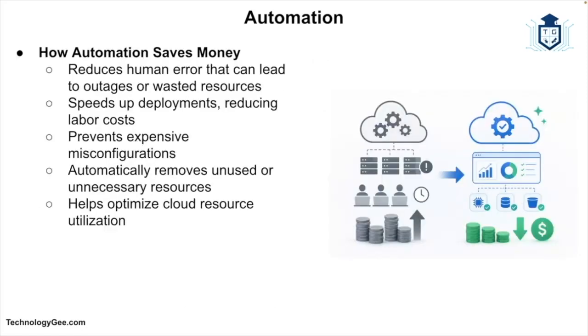And how does this help you save money? Well, this reduces human error, it speeds up deployment, it prevents misconfigurations, and it eliminates unnecessary resources. So as an example, instead of leaving test servers running overnight, automation can shut them down automatically and restart them when needed, and that will contribute to direct cost savings.